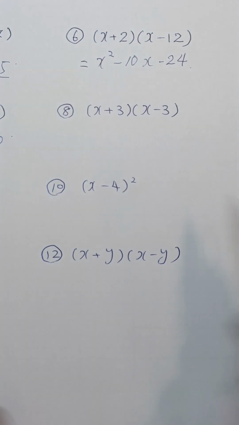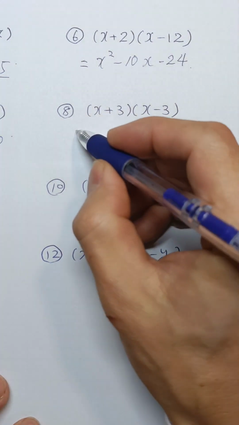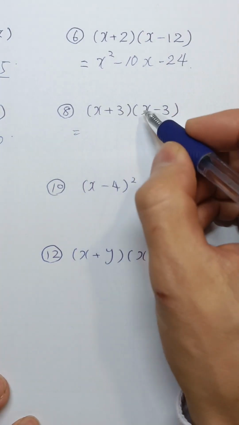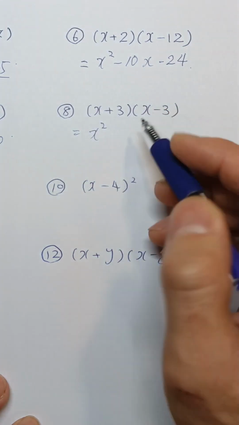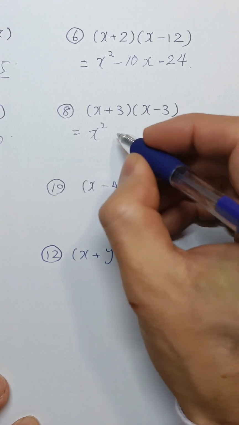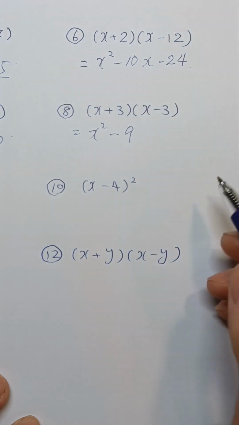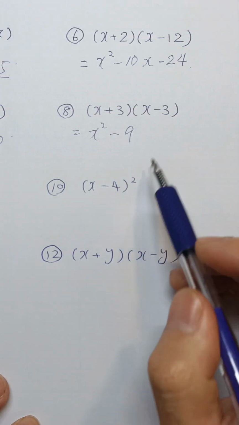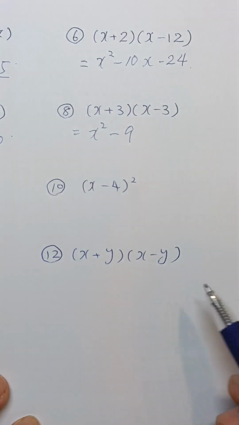Right, next. This one is a bit special, isn't it? If you add them and multiply them, it cancels. So the answer is going to be x squared minus 9. The middle term disappears, right?